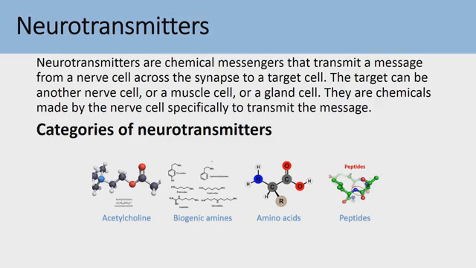If we talk about the categories of the neurotransmitters, there are four categories of neurotransmitters. Number 1, acetylcholine. Number 2, biogenic amines. Number 3, amino acids. And number 4, peptides.